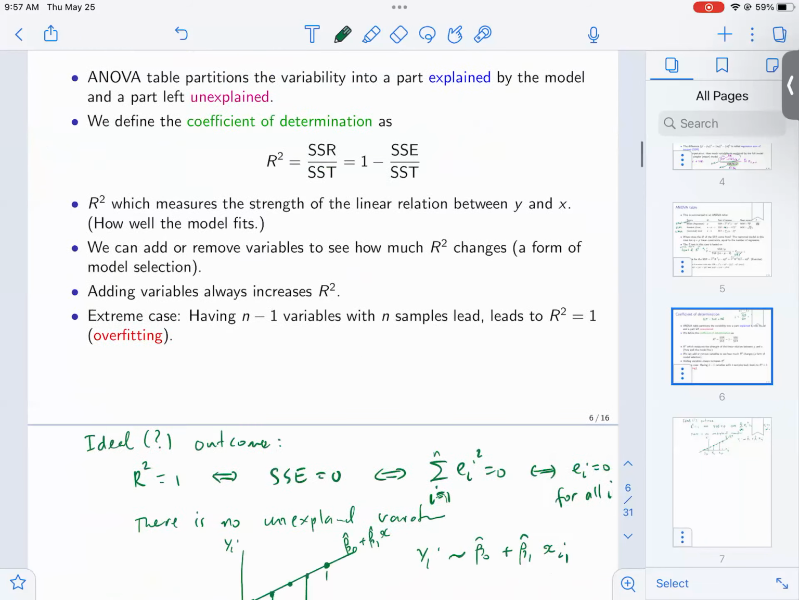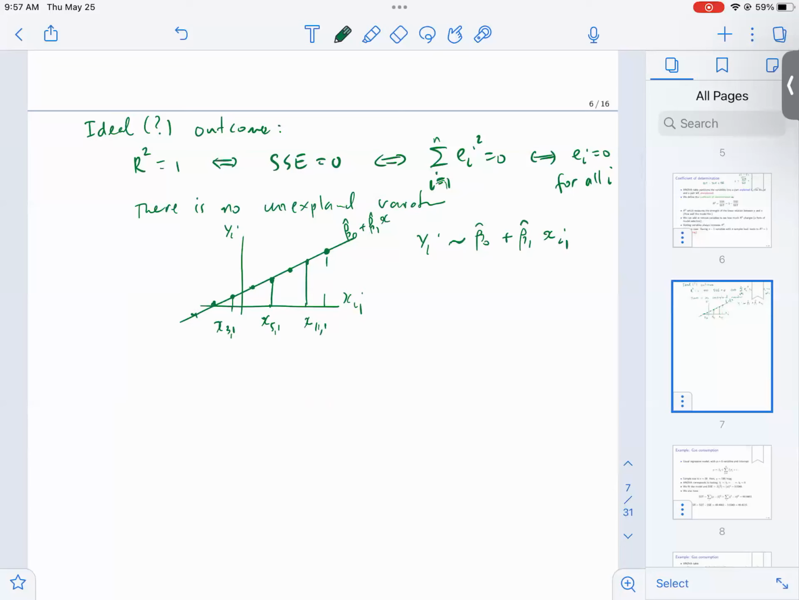So in simple regression, there are a lot of things that you can do with R squared. In simple regression, it is very related to the correlation coefficient, the empirical correlation coefficient between y_i and x_i. Okay, so we have talked about covariance.